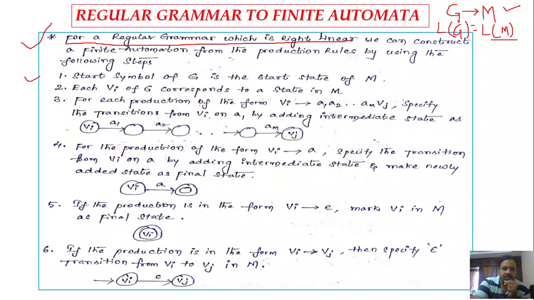So step number one is that whenever you are given a regular grammar, the first step you have to do is that the start symbol of the grammar G will be considered as the start state of the finite automata. So first identify the start symbol in the regular grammar and consider that particular start symbol as the starting state of your automata. That is step number one, right?